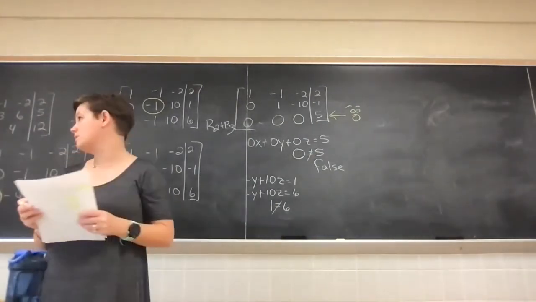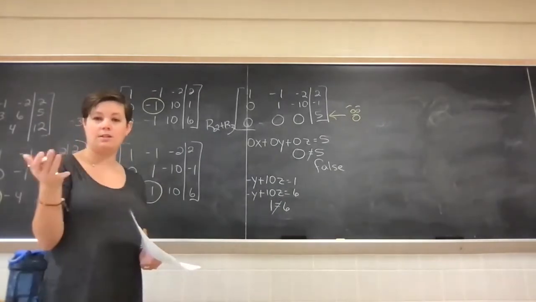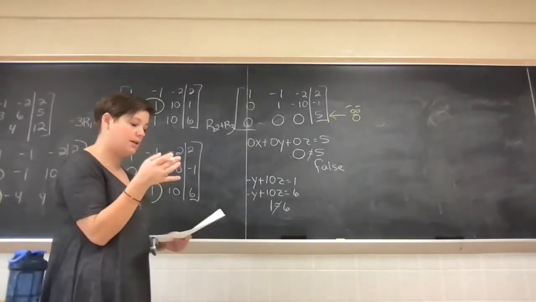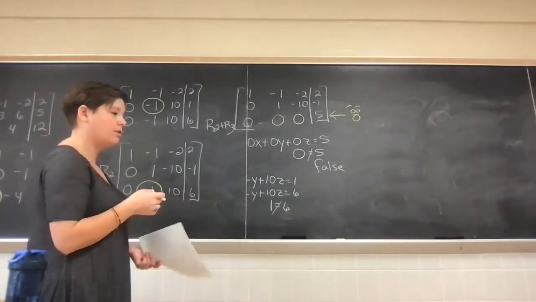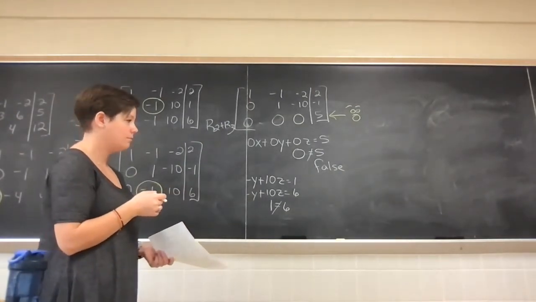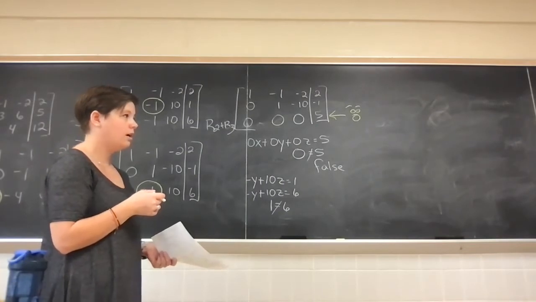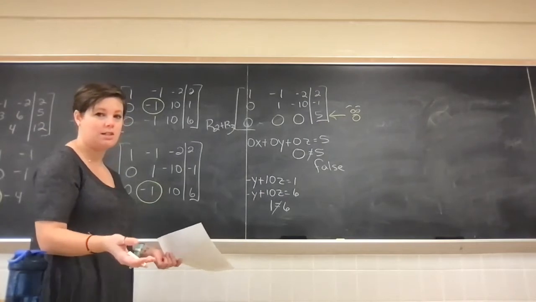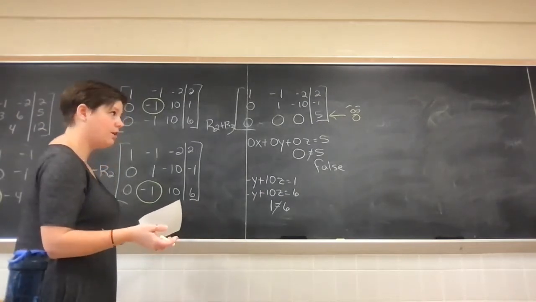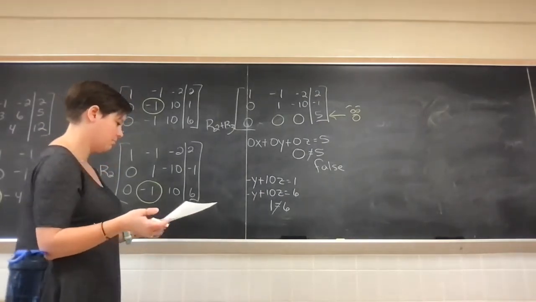Remember, chapter 6.2 is all about inconsistent and dependent systems, and this is how you get an inconsistent one. On 6.1, all of ours came out to nice solutions, which means they were consistent. This one, we get something that's false, so it's not consistent.